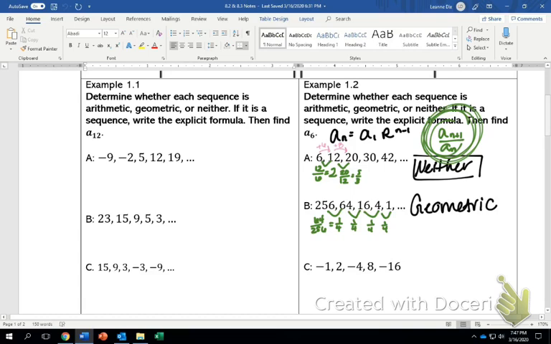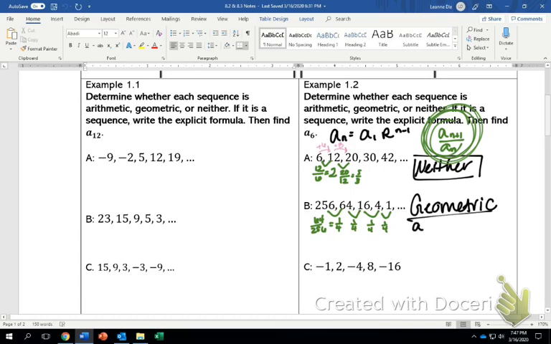Another way you can think about it is you're dividing all of these by 4, because that is what 1/4 means. 4 is in the denominator, which means it's dividing. So you could think about it as 256 divided by 4 gives you 64, 64 divided by 4 gives you 16, etc. So we know that this is geometric.